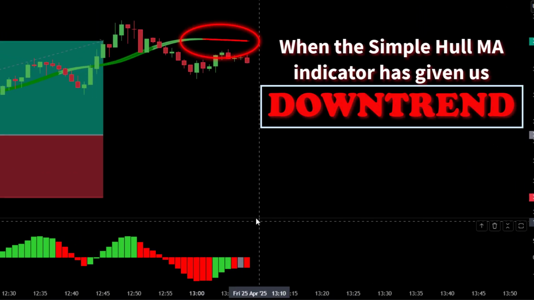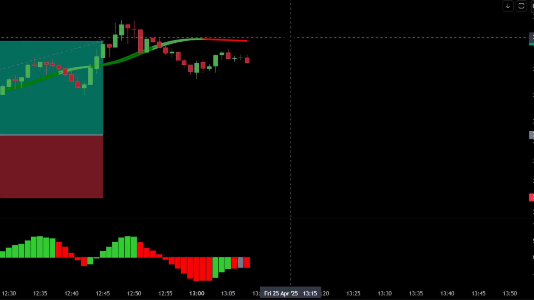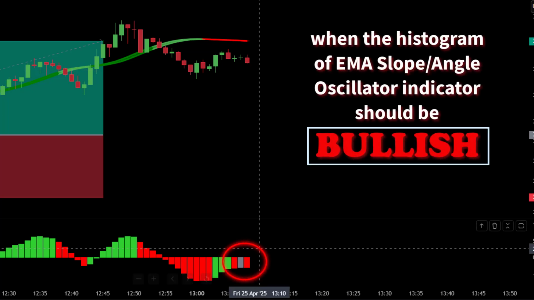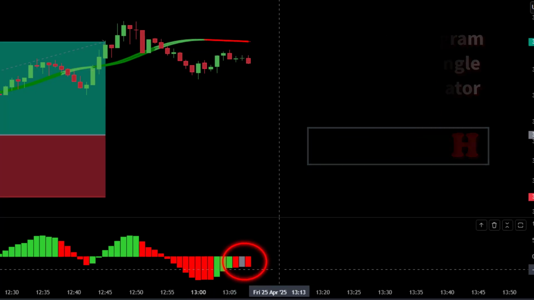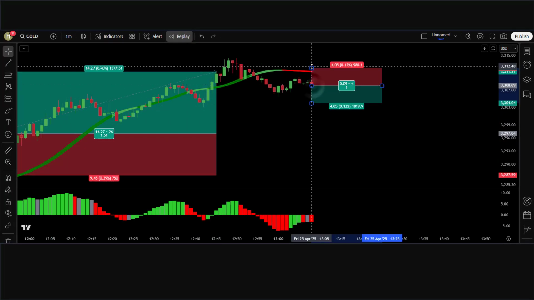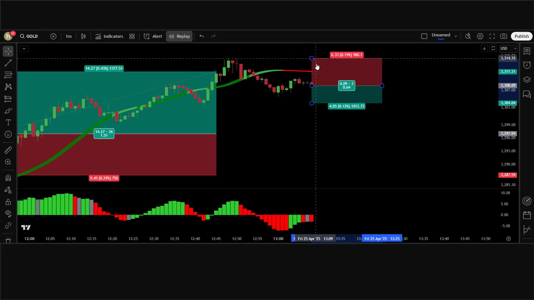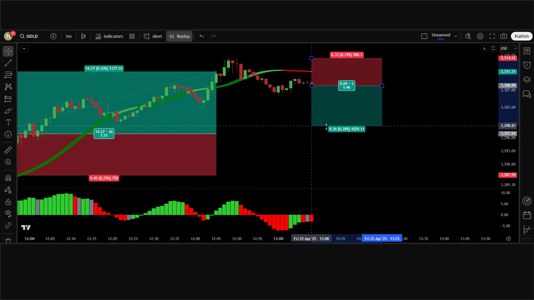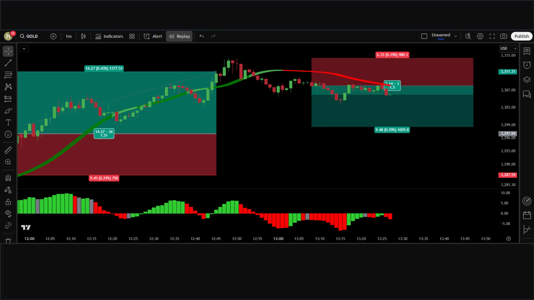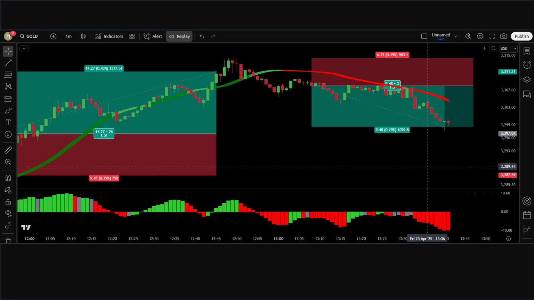When the Simple Hull MA indicator has given us a downtrend signal, when the market has formed a bearish candle, and when the histogram of the EMA slope/angle oscillator indicator is bearish, if this condition is fulfilled, then we will place a sell order. Our stop loss will be placed at the current market's higher level, and the risk to reward ratio will be 1:1.5. The market has completely hit the target.